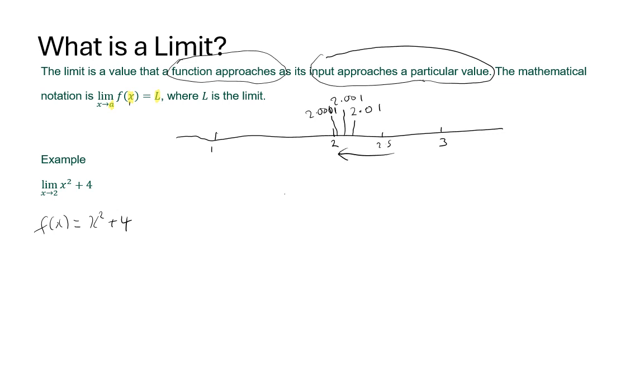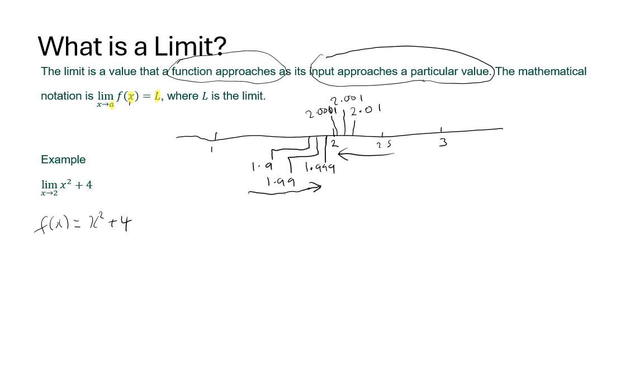Let's see those that are approaching 2 from the left. Maybe here we have 1.999, here 1.99, here 1.9. So the values approaching 2 can be either from the right or from the left. To make sure that this is a limit, we have to check each of these values.